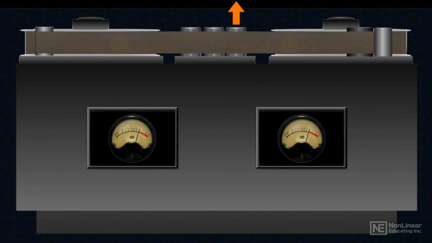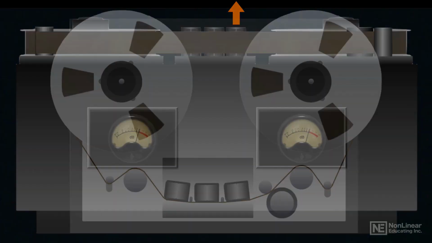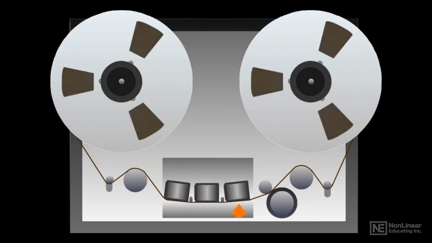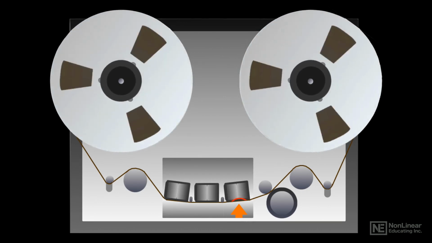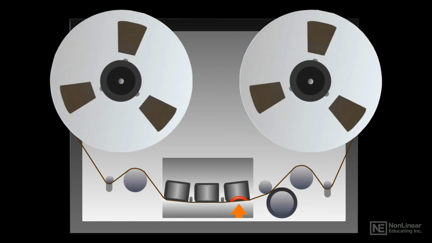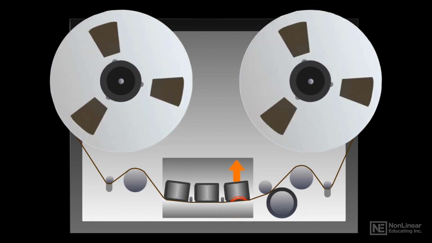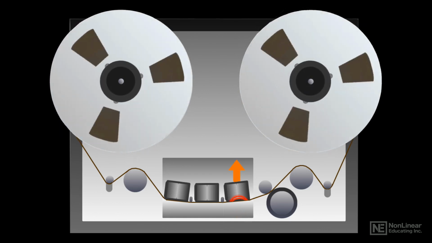To reproduce, or play back, a magnetic recording, the magnetized tape is pulled past another head, the repro, or playback head. As the magnetized particles on tape pass this head, the magnetic flux from the tape is converted back into a varying voltage. This signal is then sent to an amplifier or mixer for playback or mixing and processing.